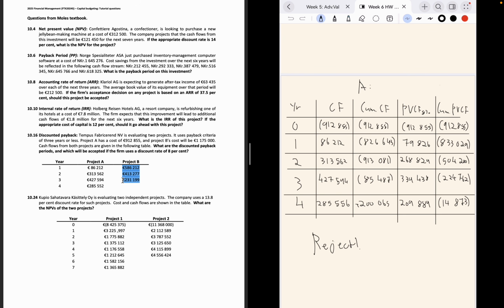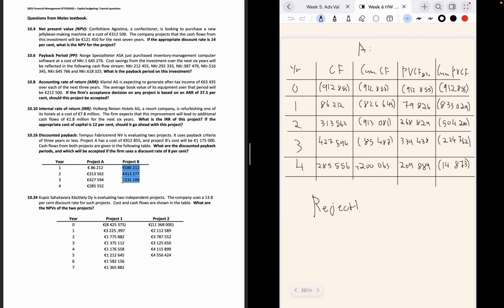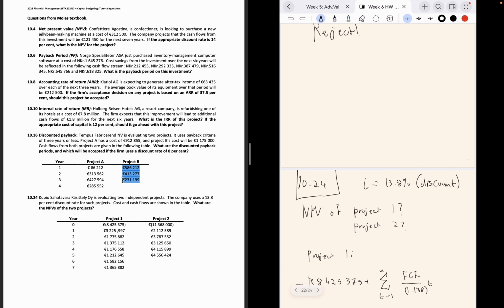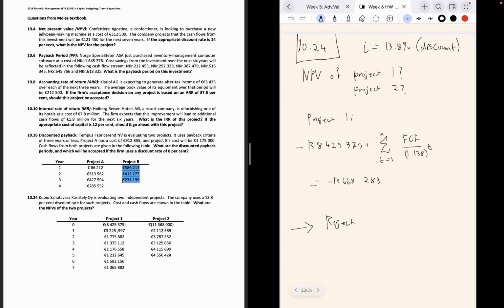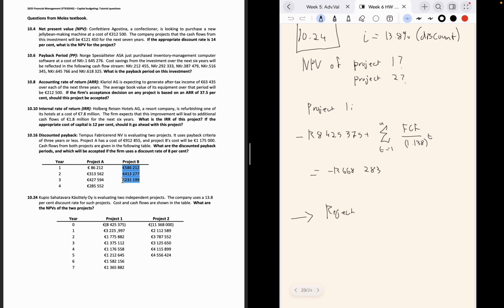But you'll note that in year 4, we look at the cumulative present value of the cash flows. We still have a negative 14,873. So what does that tell us? It means we reject it, because by the end of year 4, some European is going to be like, hey, have you guys made the money? You're going to say no, and he's going to be like, why are you costing us money? And he's going to fire you, and you'll go on welfare if you have your documentation in Europe.